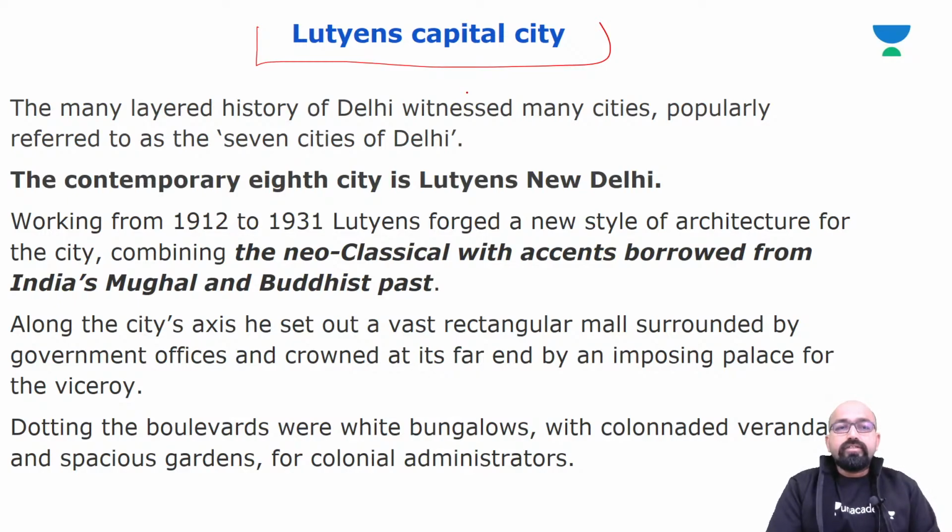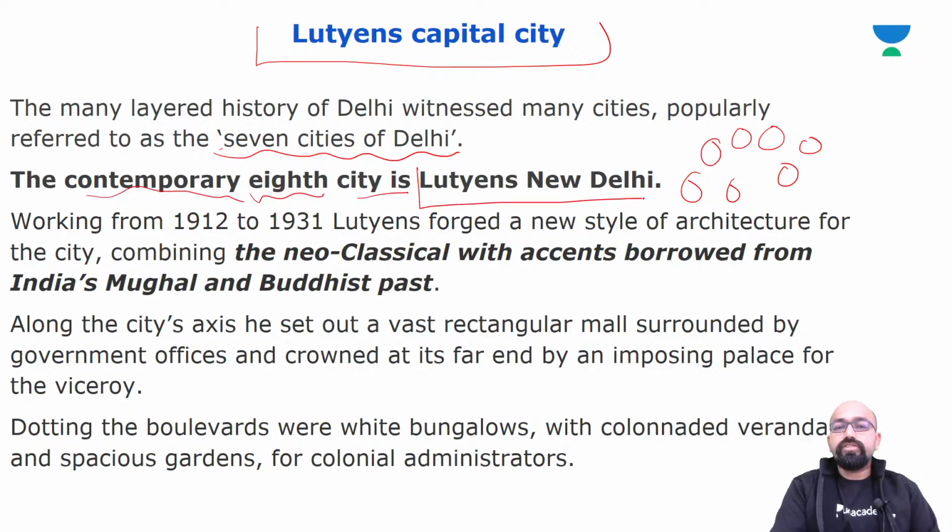It means it is named after the famous British architect, right? Now, the many-layered history of Delhi witnessed many cities, popularly referred to as the seven cities of Delhi. So, if we are talking about Delhi, there is a compilation of nearby seven cities. After that, the contemporary eighth city is Lutyens' New Delhi. So, as we know, in history Delhi was popularly referred to as the seven cities of Delhi, and after the creation of the new capital, that is Lutyens' capital city, New Delhi is known as the contemporary eighth city.